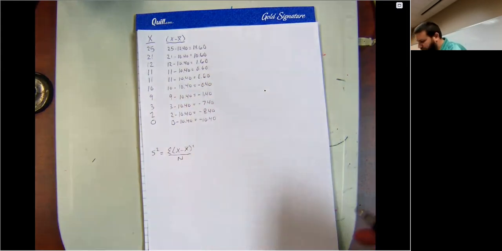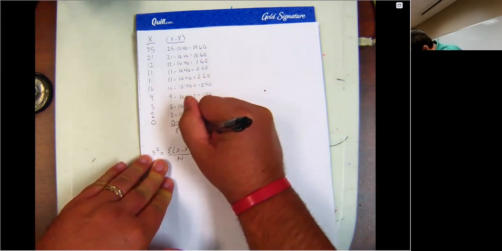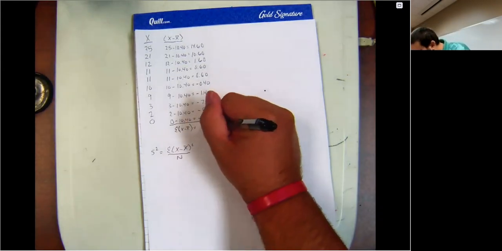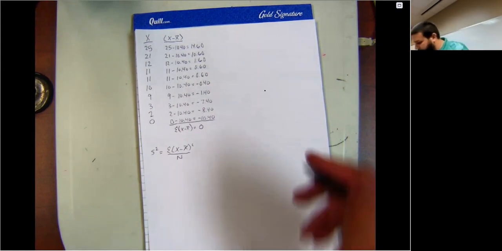All right, so if we were to sum up, just so we can remind you of this, sum of x minus x bar would just be adding up these deviations, right? If we add up 14.6, 10.6, 1.6, 0.6, 0.6, negative 0.4, negative 1.4, negative 7.4, negative 8.4, and negative 10.4, we will get 0. And we'll have no variability. So you can't just sum them up. You have to square them first. So x minus x bar squared is our next column.